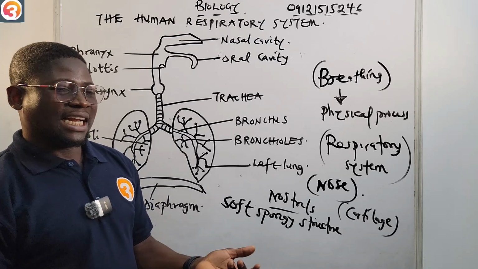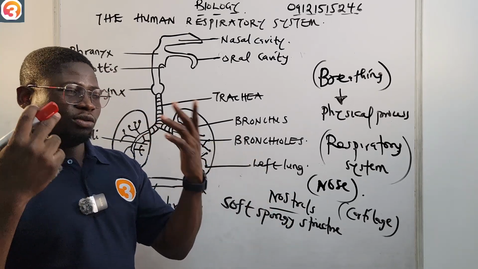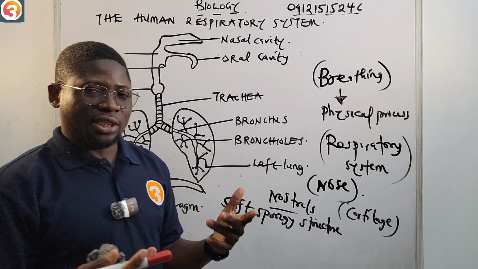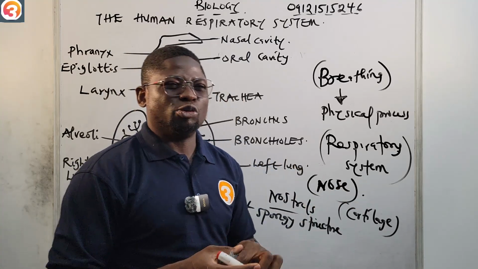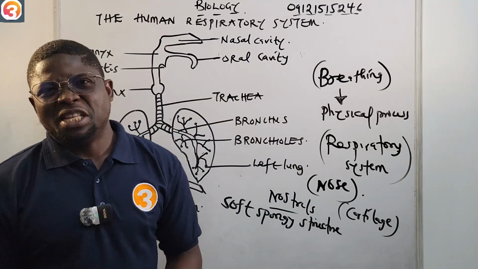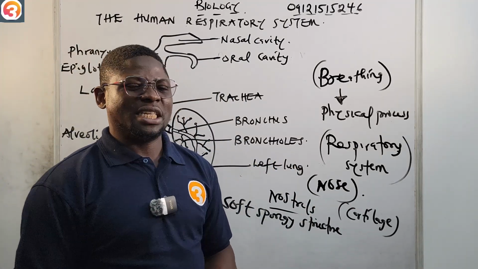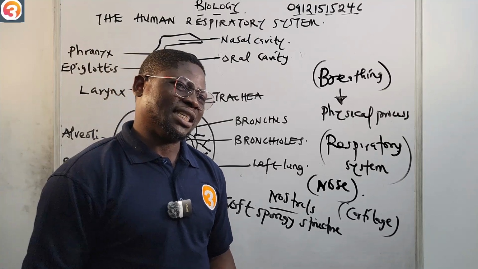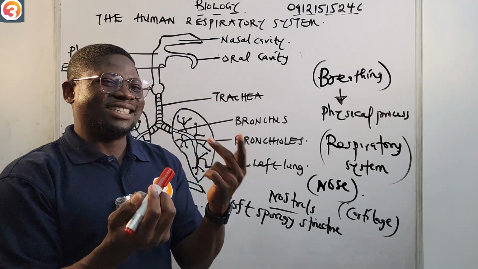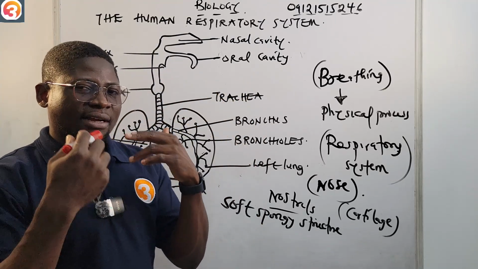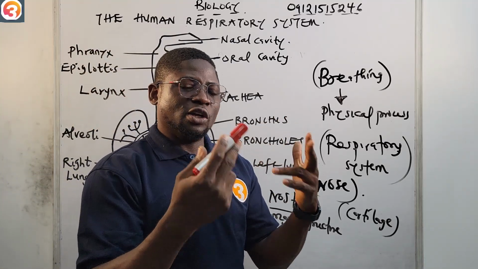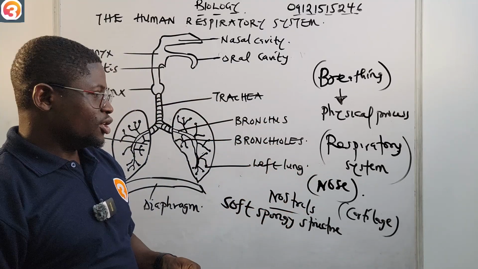And it has two openings, and that is where air that is rich in oxygen enters from. So it's wrong to say that we breathe in air, we take out carbon dioxide. We breathe in air that is rich in oxygen, and we breathe out air that is rich in carbon dioxide. So we'll get to that.